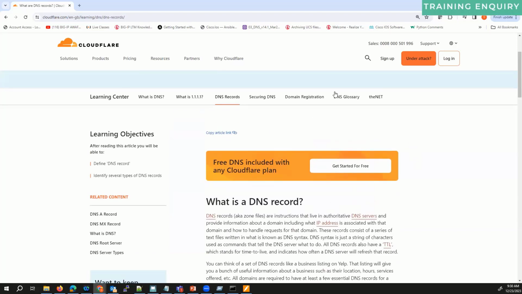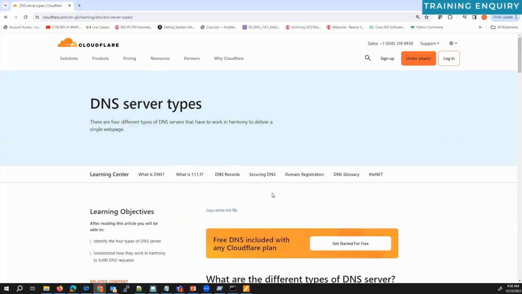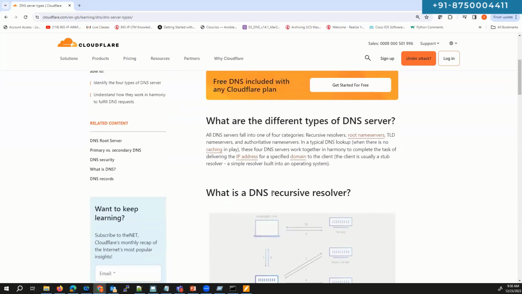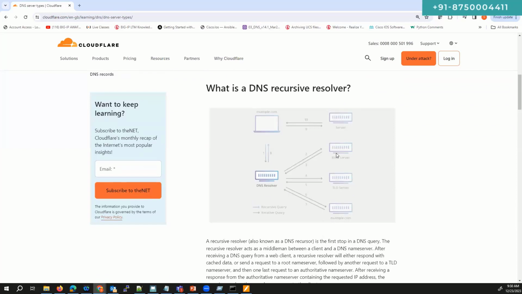And then, since these are the names, let me show you some more things here, right? So server types. When we talk about the DNS servers, we also have got some different types of DNS servers, right? So root server, right? The root server, you have got the top level domain servers, and then apart from root server and top level domain servers, you have got the authoritative server, right?